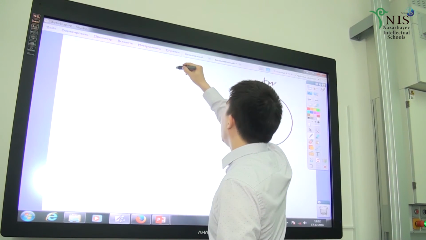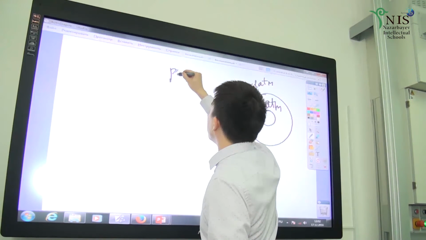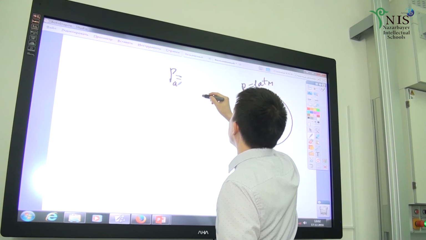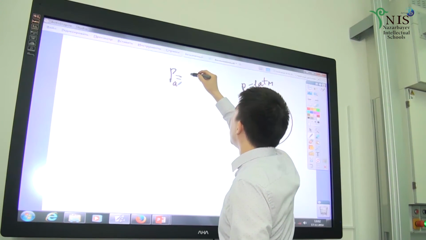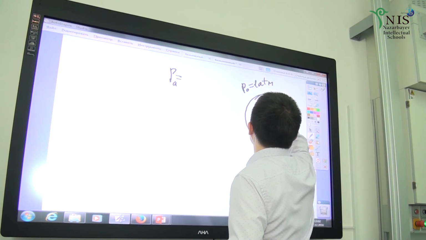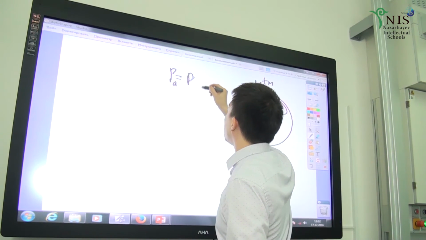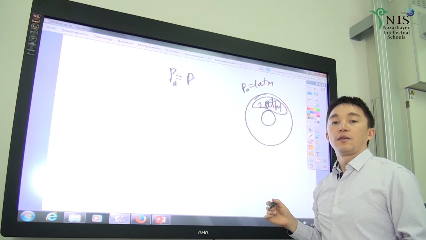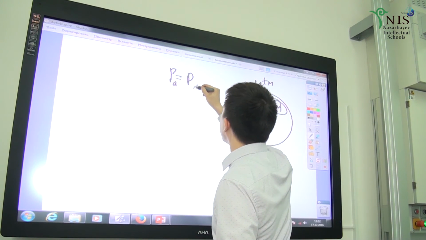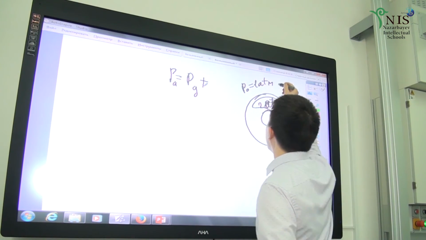So, in order to calculate absolute pressure, we need to add the pressure that the manometer reading shows us. This pressure is known as gauge pressure, plus atmospheric pressure.